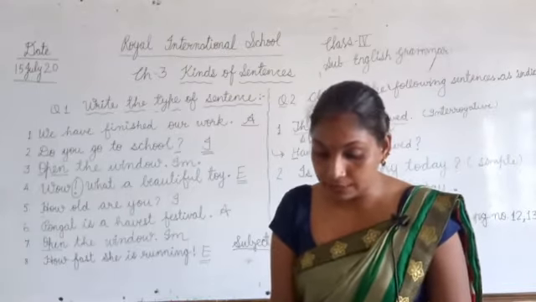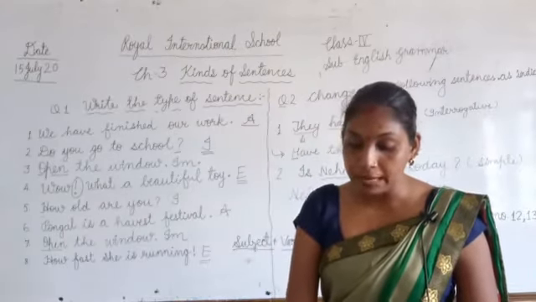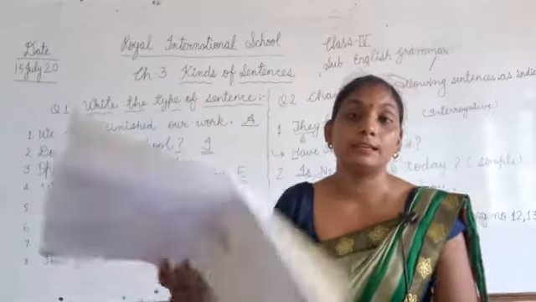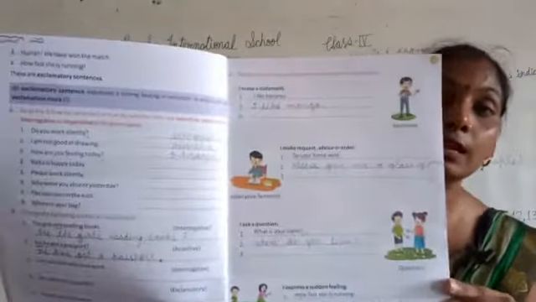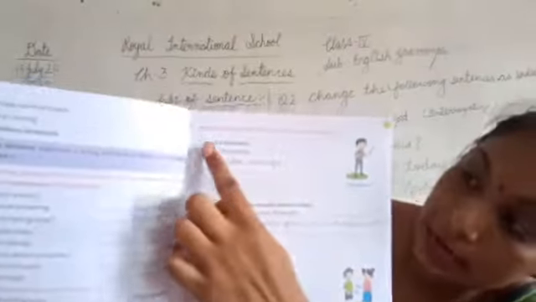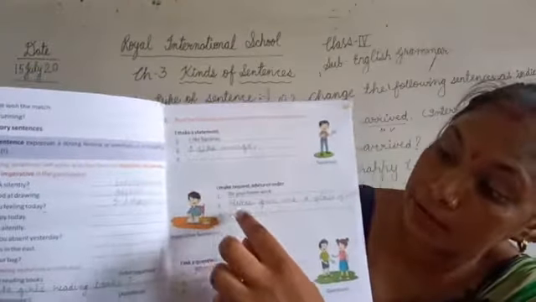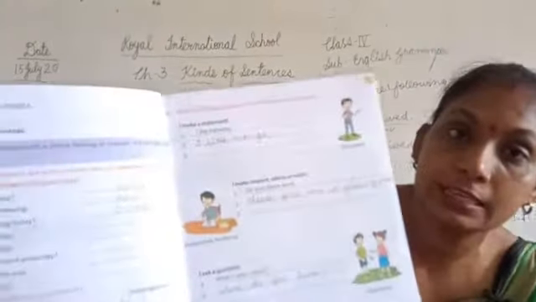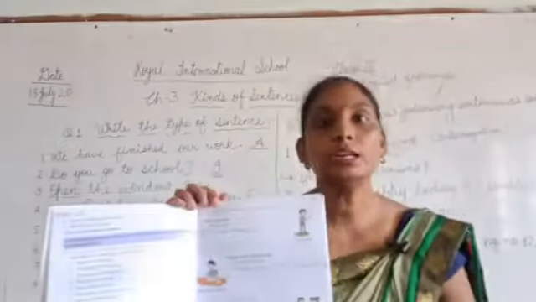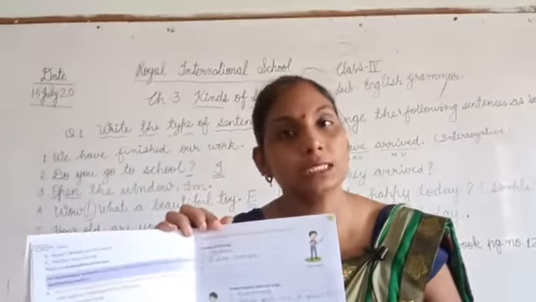Now the third question is there. You have to make sentences of the same kind. There is question 3. Some sentences are given. You have to make the same kind of sentence. You will do these questions yourself.